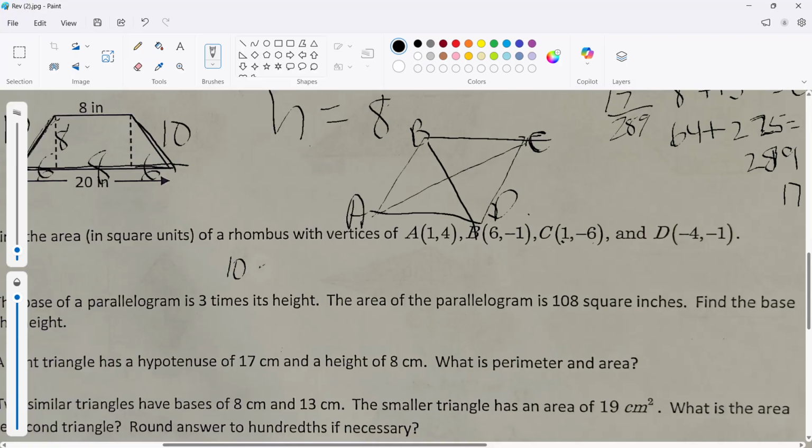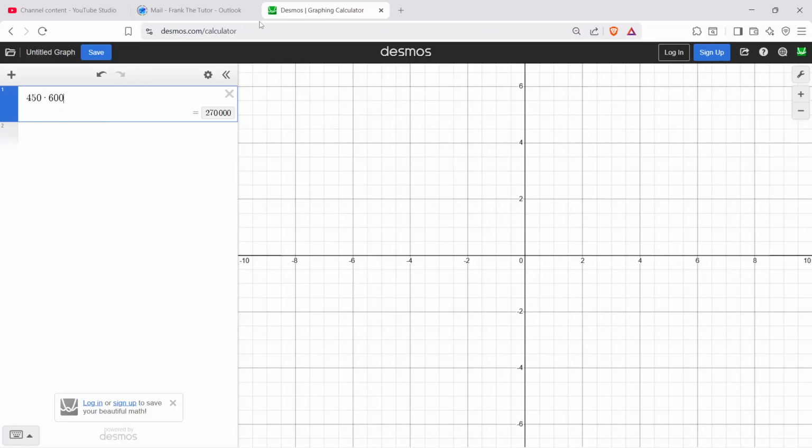10 times 10 divided by 2. One diagonal times the other diagonal divided by 2, that's 100 divided by 2 equals 50. Now let me check something. I'm going to look this up.